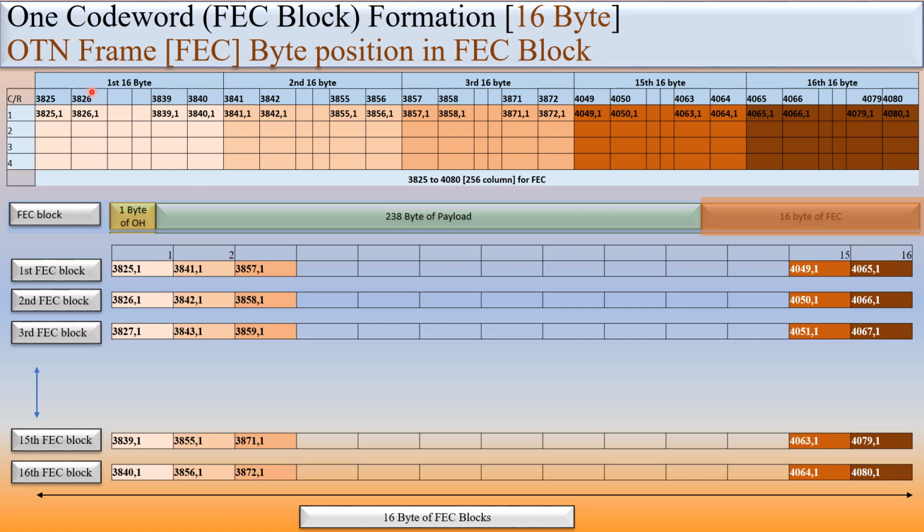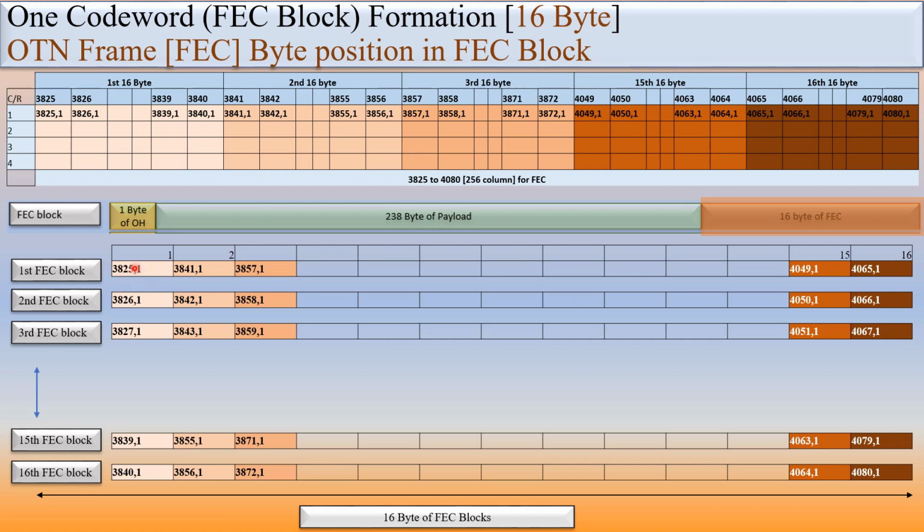So this is the first group of 16 byte. This is the second group of 16 byte. This is the third group of 16 byte. In the same way, 15th and 16th group of FEC byte. So in first group of FEC byte, there are total 16 byte, and that 16 byte is placed one by one in FEC blocks. You can see here in first FEC block, there will be total 16 bytes here. One byte, second byte, third, fourth, 15, 16.